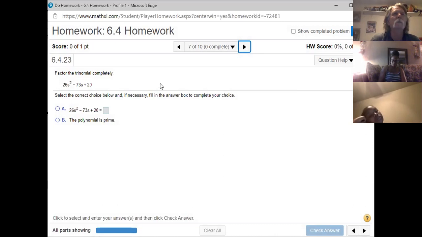Well, there's nothing good about this problem. 26 has a lot of options. This is question 7.